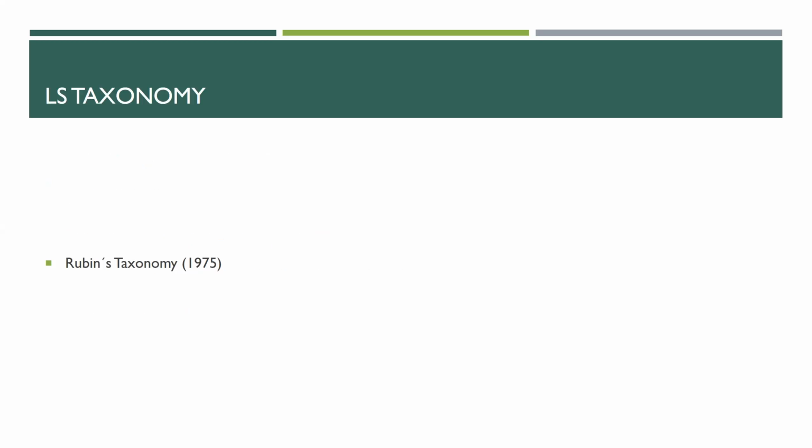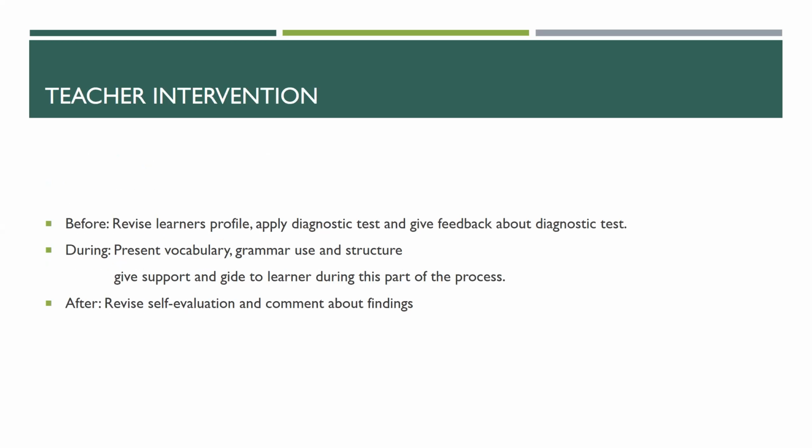Okay, so we're gonna use Rubin's taxonomy for learning strategies. Okay, so teacher intervention. We're going to divide the class in 3 parts: before, during, and after. Before, the teacher intervention is to revise learner's profile, apply a diagnostic test, and give feedback about that diagnostic test.